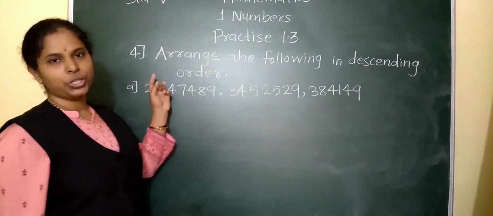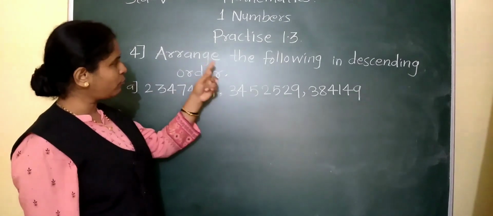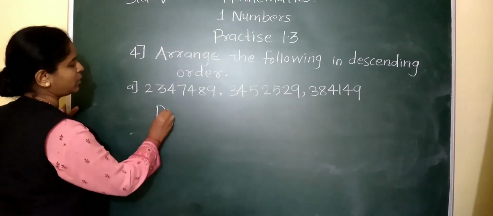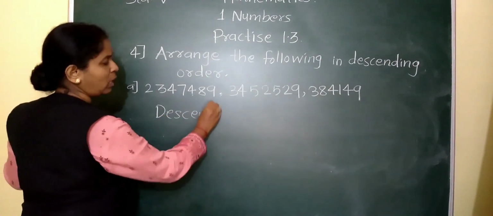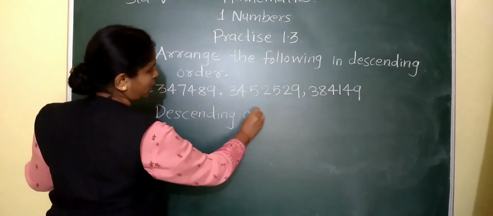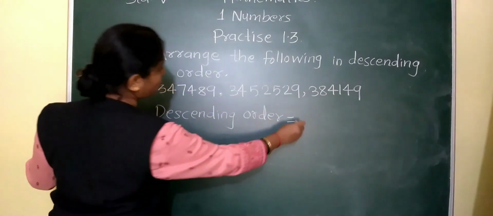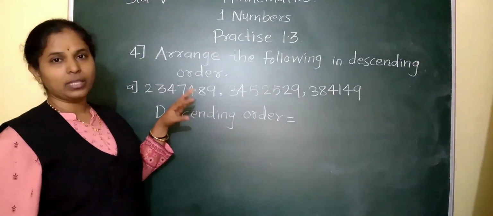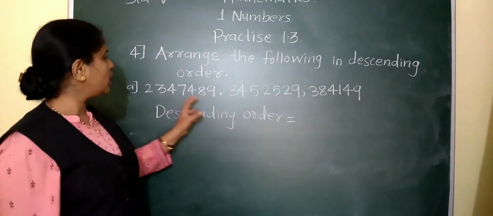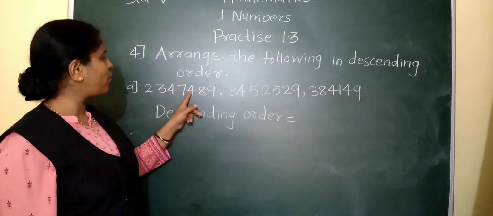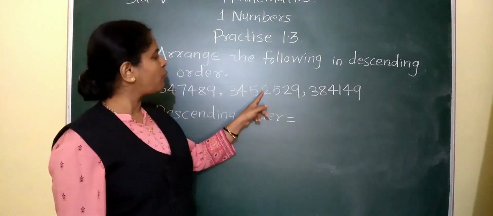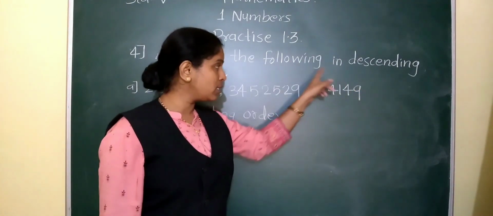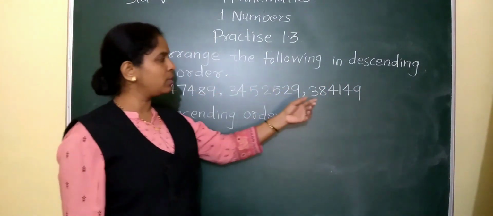Now the last question from practice 1.3 is, arrange the following in descending order. Now the given numbers we have to arrange in descending order. Descending order means we have to arrange the numbers from biggest to smallest. Okay. Now first method is to count the digits, correct? Now here see how many digits are there? 1, 2, 3, 4, 5, 6, 7. Here 1, 2, 3, 4, 5, 6, 7. And here 1, 2, 3, 4, 5, 6.